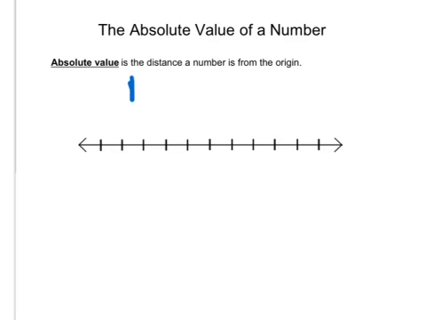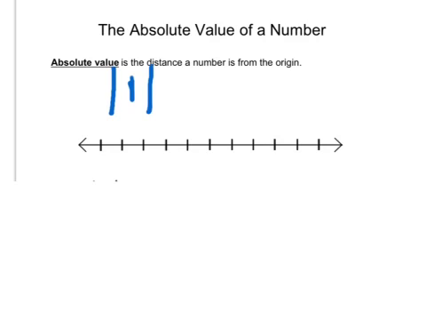of 1. Okay, absolute value is represented with these little symbols that go around a number. They look kind of like parallel lines. That's exactly what they are. So if I want to know the absolute value of 1, I want to know how far away is 1 from the origin. How far away is 1 from 0?